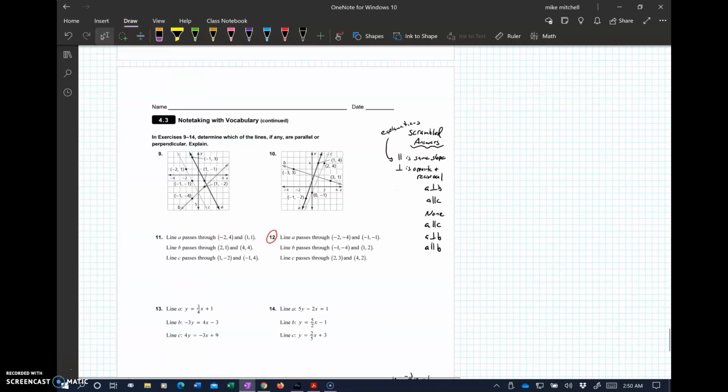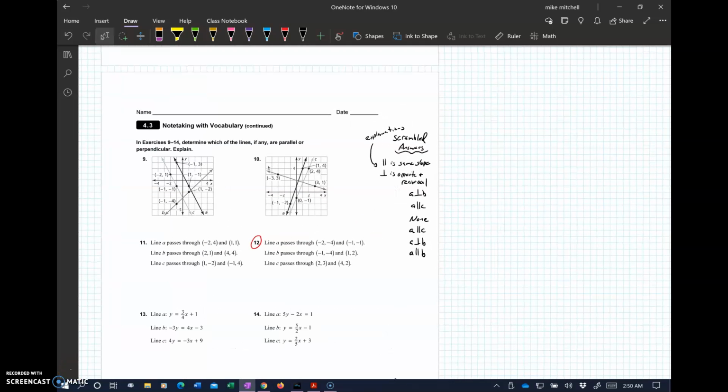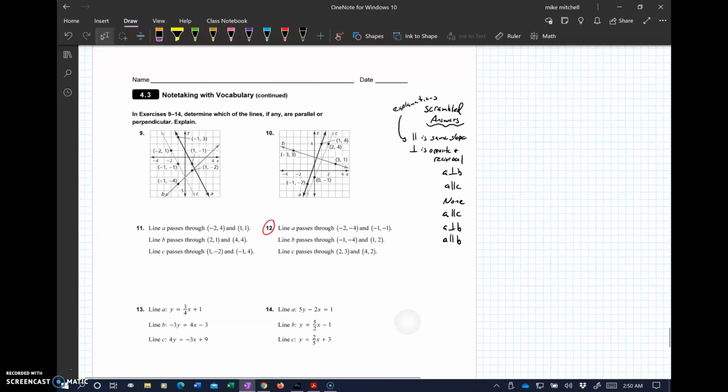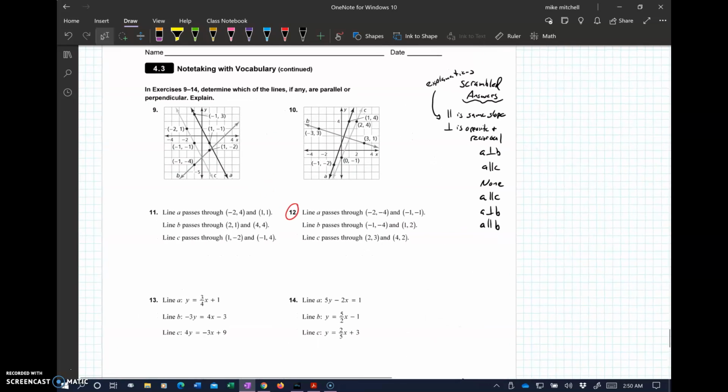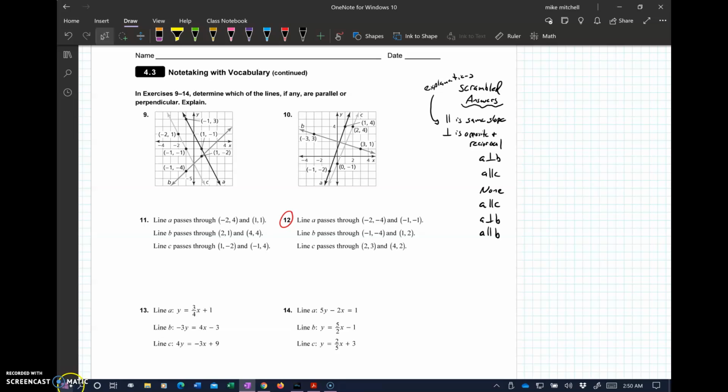Here we are, the last page of the 4.3 journal. We finished at the end of page 2 on the other one. For 9 and 10, find your slope the way we did in the earlier problems. You can use the points or you can count it out. And then you're going to do the same thing we do with the slopes down here.